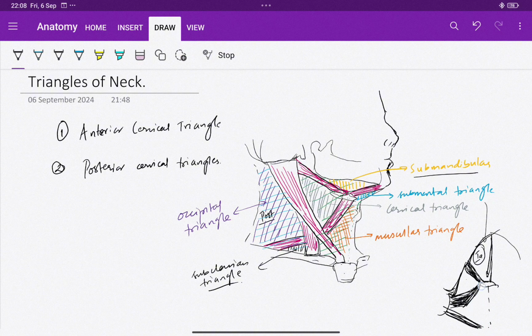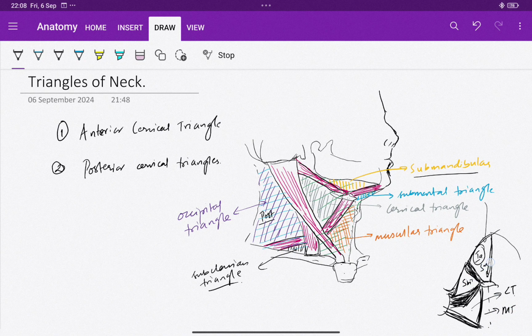Okay. So this is the cervical triangle, and with the midline as the medial border, the superior belly of the omohyoid, and inferior posteriorly the sternocleidomastoid muscle, this forms the muscular triangle. So this is the submandibular triangle.